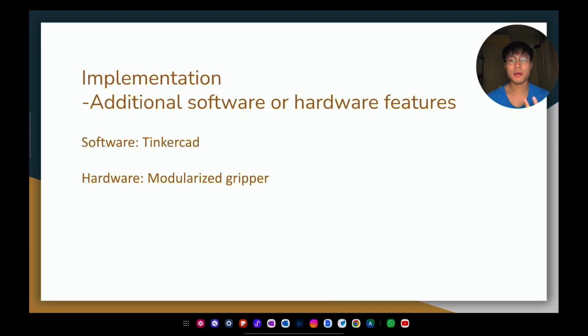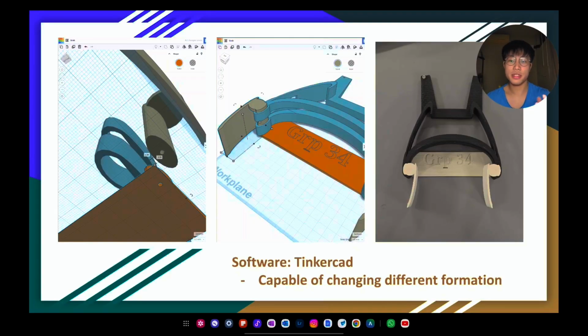And I'm here to talk more about the implementations of some mixture of software and hardware. One of the software tools that we also use in this project is Tinkercad. It helps us to build the modularized grippers. And these are some screen captures of how we designed it. The left side shows how we used it to measure the size of the modularized part. The middle one shows how the entire part is designed from each component. And the right side would be the working result of it.